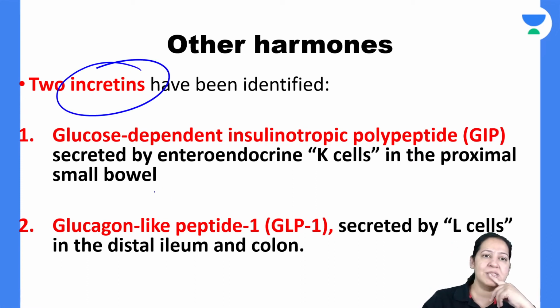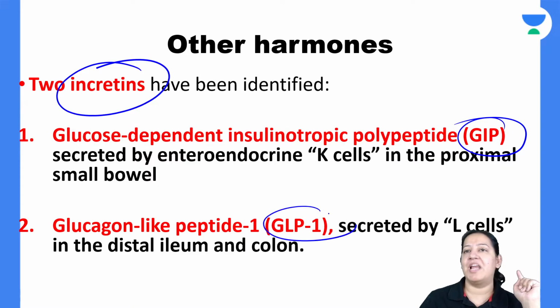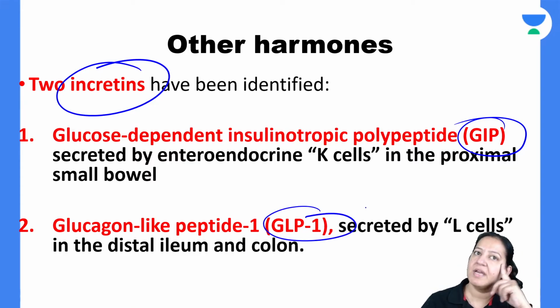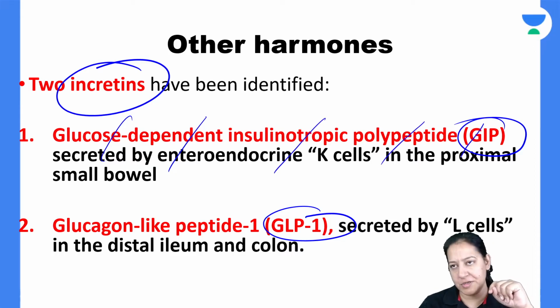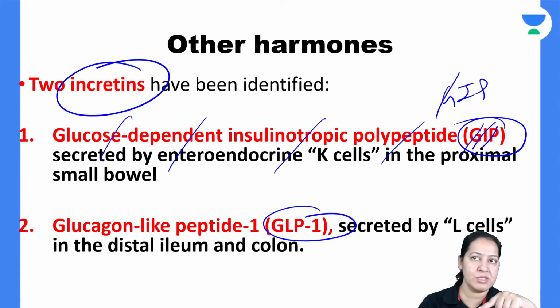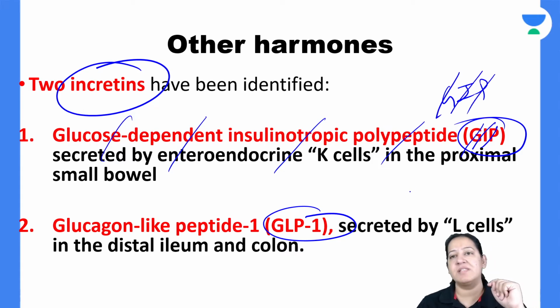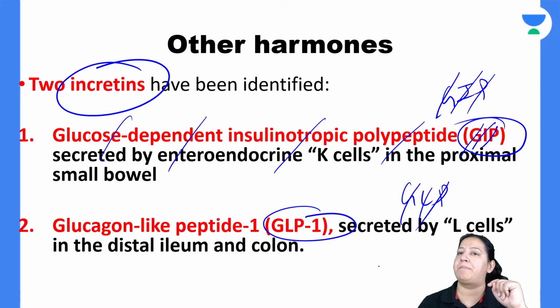What are these incretins? The one is GIP, the second is GLP. What is the full form of GIP and GLP? GIP is glucose dependent insulinotropic polypeptide. The second is GLP, glucagon like peptide, right?